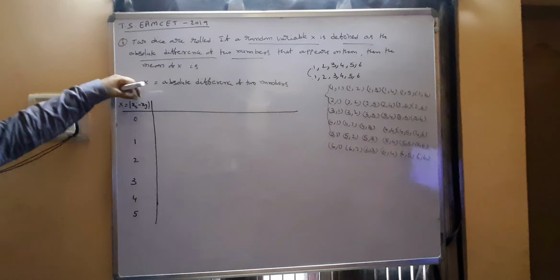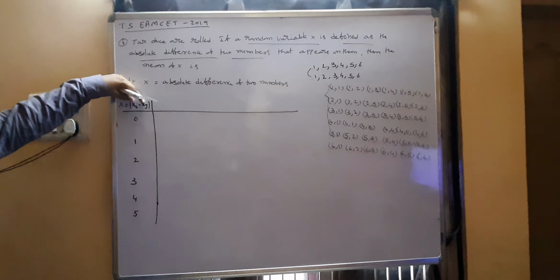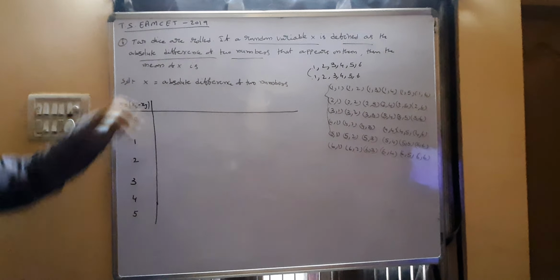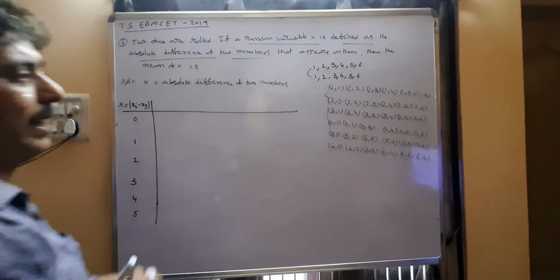Xi and xj are the two numbers that appear, so (xi, xj) belongs to these ordered pairs.